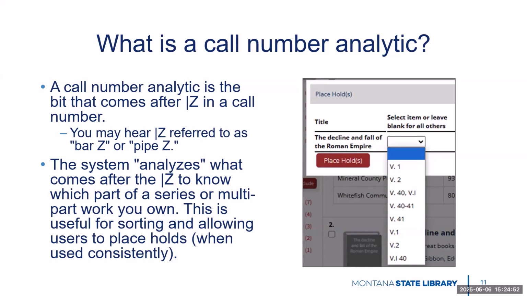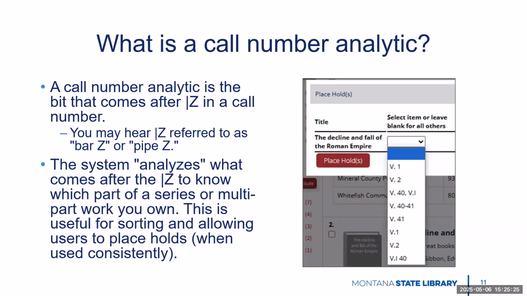The system, so Workflows, will analyze what comes after the bar Z in your call number field to know which part of a series or multi-part work you own, that this overarching group record that you've attached to, which part of it you have in-house. So this is useful for sorting when you're looking at options for what your library owns in the catalog, as well as for placing holds.